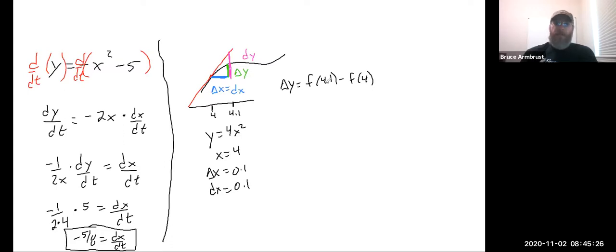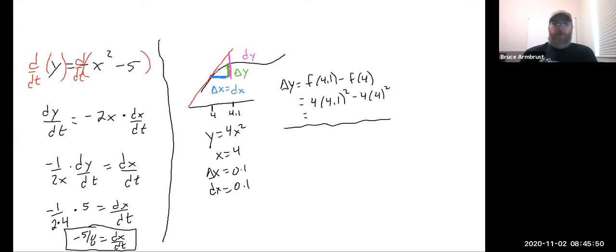So the actual change in the function value is going to be given by this. So this is going to be 4 times 4.1 squared minus 4 times 4 squared, which is whatever number that happens to be. I don't really care at this point. Okay, so that's how we can find the actual change in the function value.